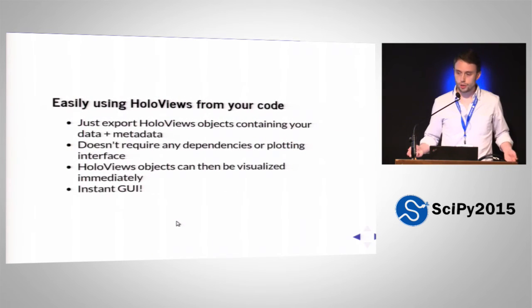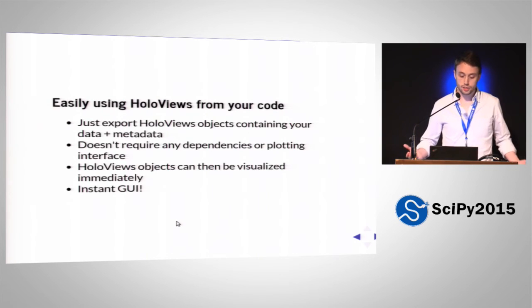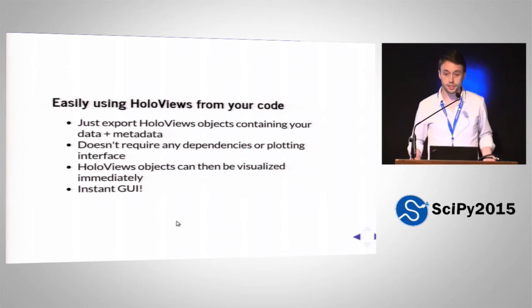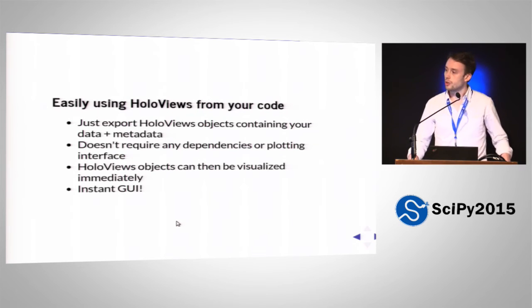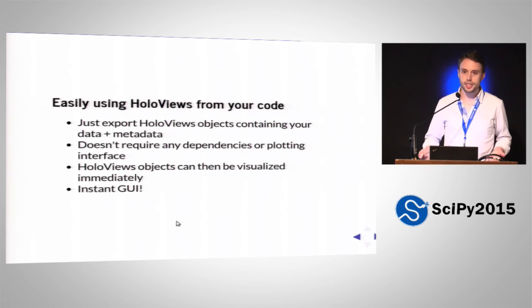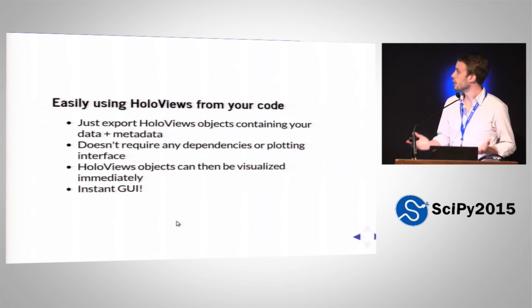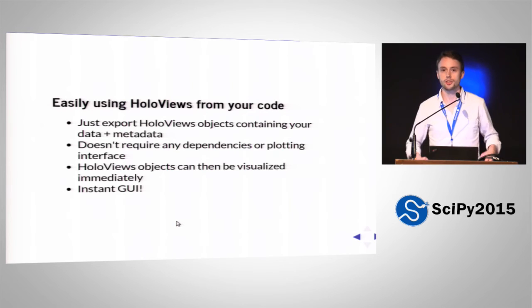But to take advantage of HoloViews, you really need to integrate it within your own code. The easiest way to do that is to export HoloViews objects directly. So all you do there is wrap your data along with your metadata in our HoloViews objects and export it to the user. That actually requires none of the dependencies, so you don't actually need a plotting backend to export any of this, but then the user can explore this data and immediately gets the visualization, which can actually double as a GUI.